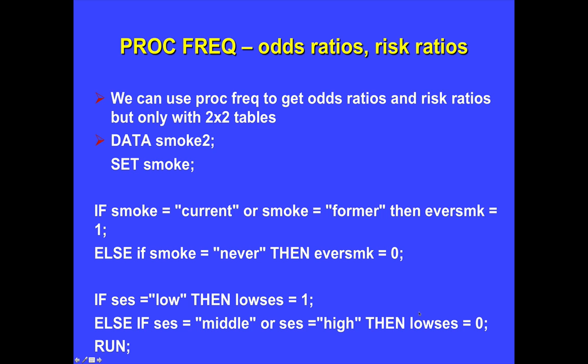You'll also note that in this framework, whenever you are specifying values of a variable that are character in nature, so words, for example, you need to include them in quotation marks, but that is not true when you're defining or referring to values for a variable that are numeric. In this example, we were creating a new variable with numeric values, zeros and ones, based on values of existing variables that were character in nature, current, former, never smokers, and then low, middle, and high values for SES.